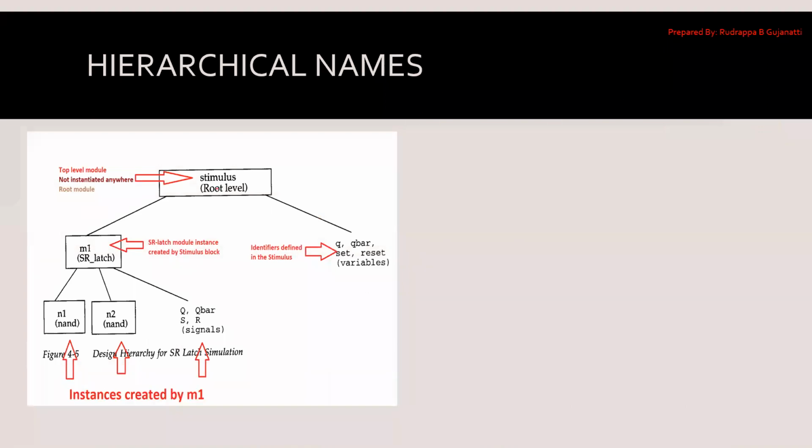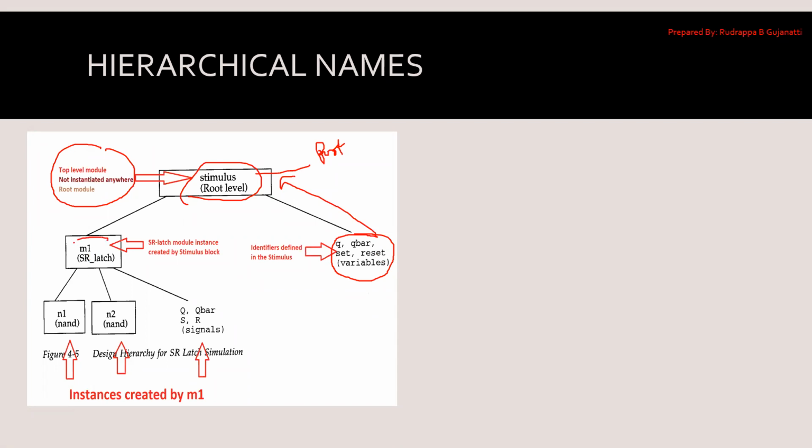Here we have stimulus, say the top. Then I have the full adder, then the full adder implemented using, say, an AND gate. The example they have taken is the SR latch. Here we have the top level module, which is not instantiated by anybody else, so it acts as the root module. This one is the root of everything. In the root, you have defined these parameters; these are the identifiers being defined, and they belong to the root.